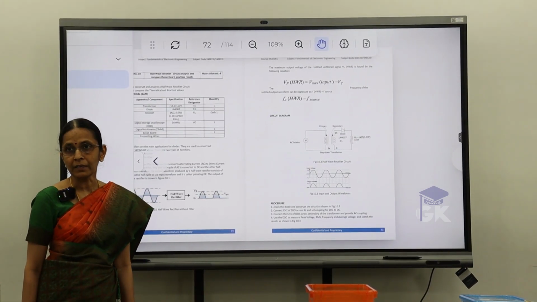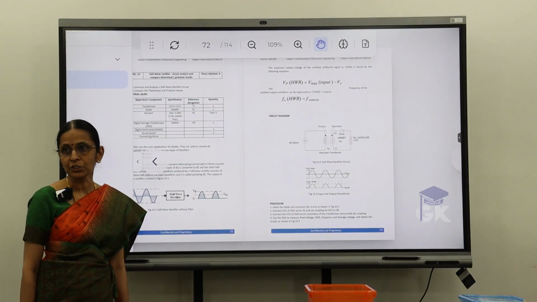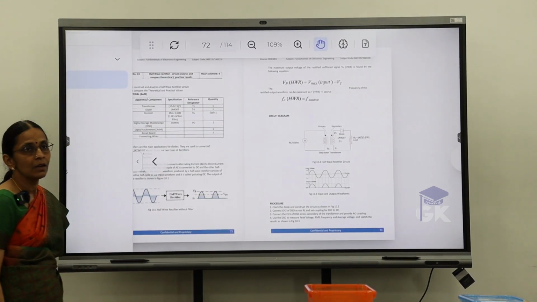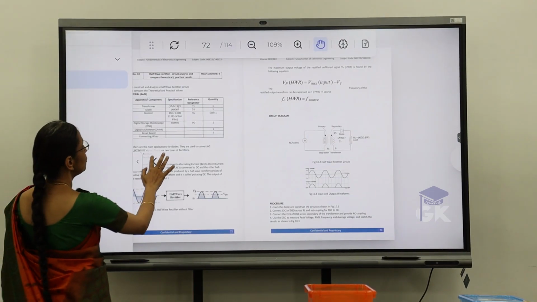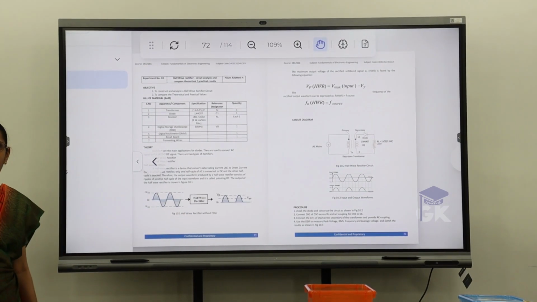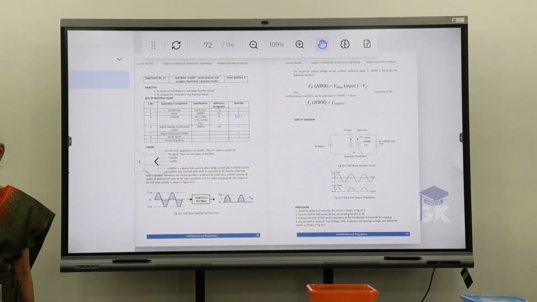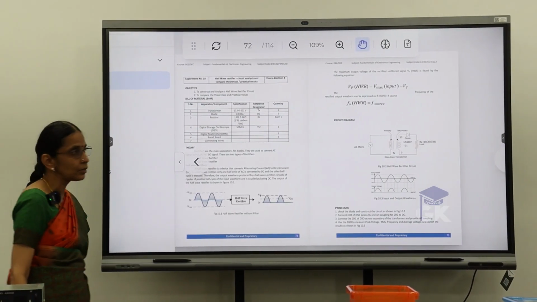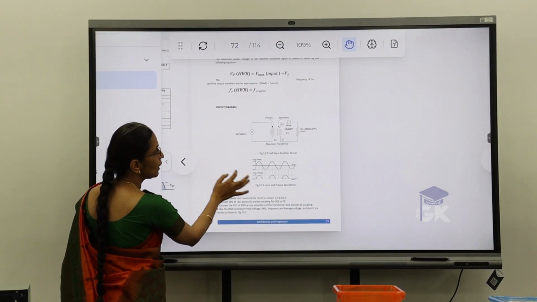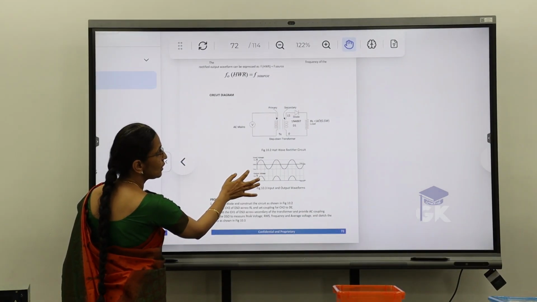So the next experiment after the characteristics of the PN junction diode is going to be the half wave rectifier circuit, where we are going to construct and analyze the half wave rectifier, and then compare the theoretical and the practical values. Okay, so this is the circuit diagram for it. You can make a note of it because you have to rig it up.